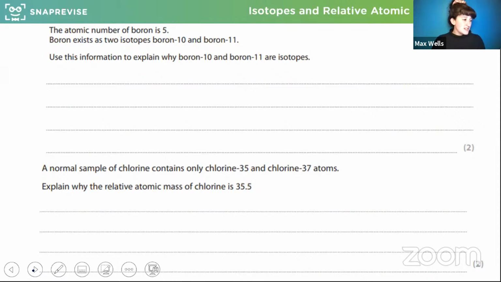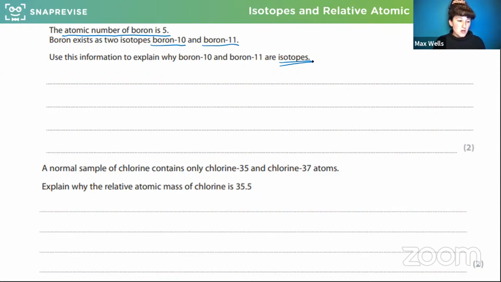So there's another exam question. Again, this is Edexcel, but it's applicable to everybody, whatever exam board you are, you could be asked to do something like this. They've told us the atomic number of boron is 5, and I'm going to highlight that. Boron exists as 2 isotopes, boron 10 and boron 11. Use this information to explain why boron 10 and boron 11 are isotopes. So it's asking, how do we know they are isotopes? Basically, what is the definition of an isotope?